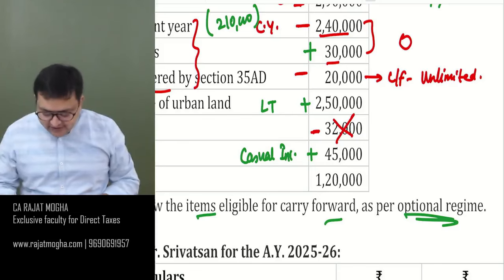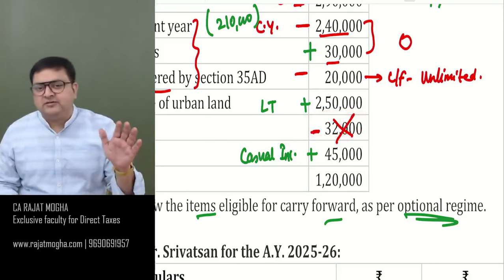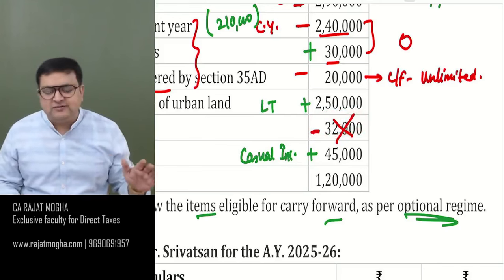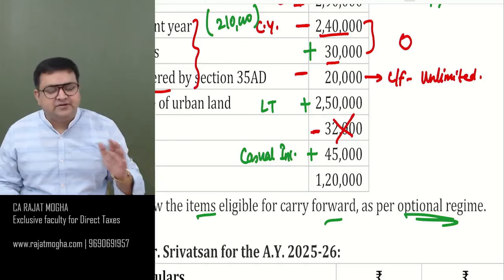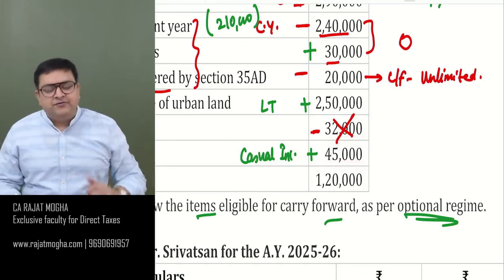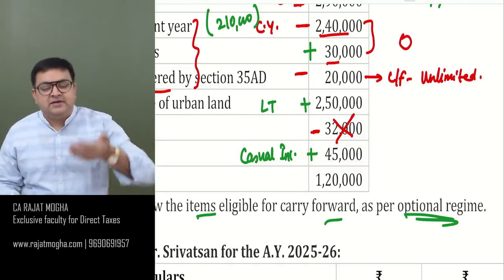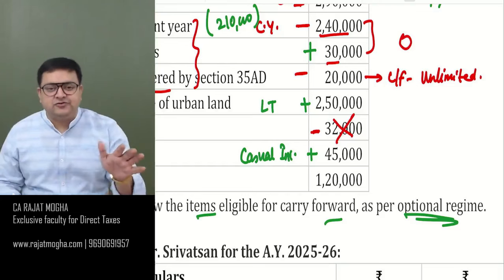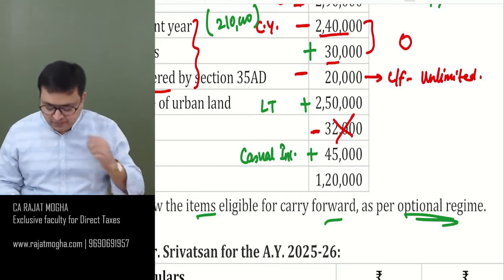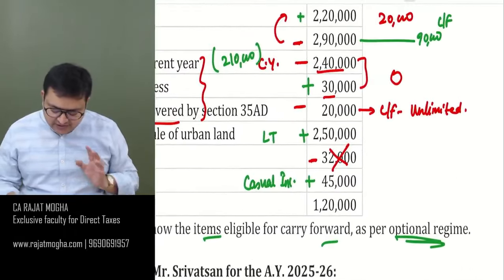So what I said here, losses from casual income are not a loss. It's a dead loss. We cannot use it. And if we have income from casual income, we cannot help others, because if we help others, it will be reduced. It can't be reduced. Casual income, you have to pay tax. Okay. So now, this is life insurance premium 120. That's okay.